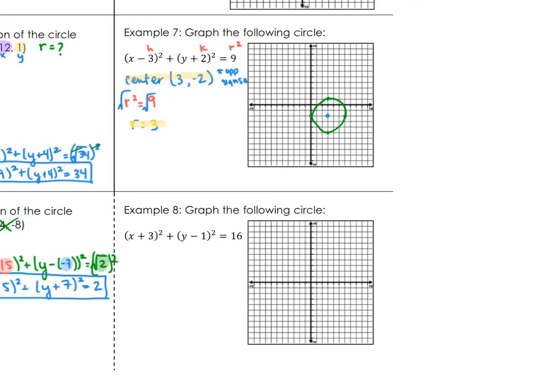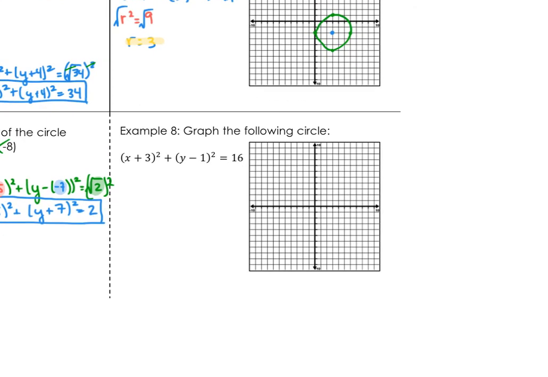Okay, number 8, we're going to do the same thing. So first thing I'm going to do is I'm going to get my center. And remember, my center is basically just the opposite of whatever's in my parentheses. H goes with X, K goes with Y. So since it's X plus 3, that means H is negative 3. And since it's Y minus 1, that means K is positive 1.